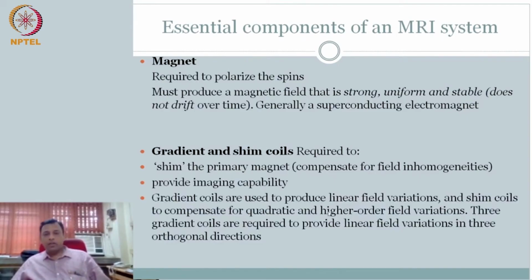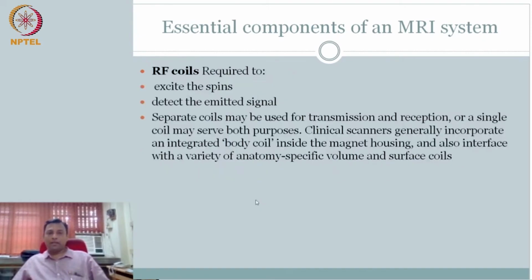And your gradient coil, likewise, you should be able to change the magnetic field in a linear fashion over X, Y and Z, the three orthogonal directions. Let's go into the magnet first, and then in the next video lecture we'll cover gradient and shim coils. So, going to the magnet, right?